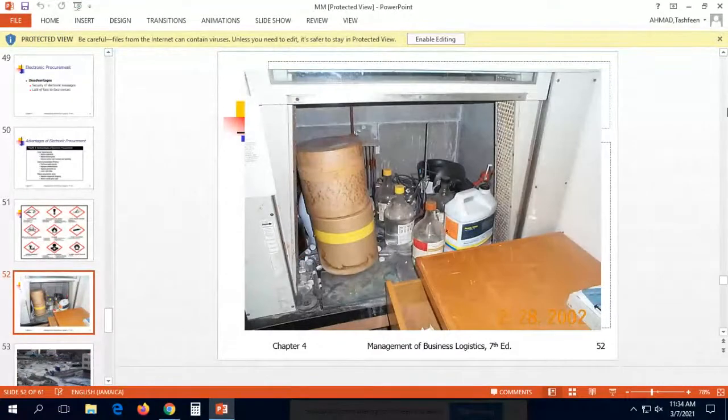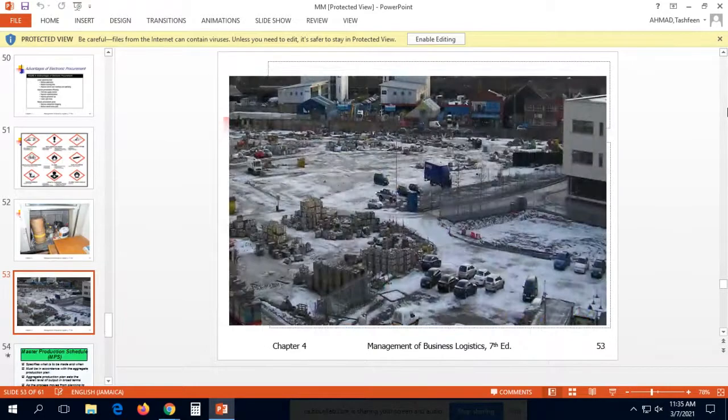Look at this picture. The different materials are there. Are they managed properly? Maybe not, because maybe there are bottles which cannot be put together in such close proximity. Maybe they can catch fire, or maybe look at how dirty it is. It's not organized. So maybe the labeling is the problem. So all of that is material management.